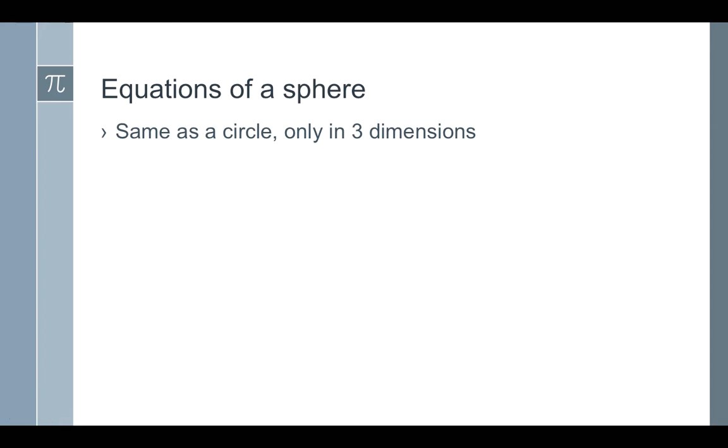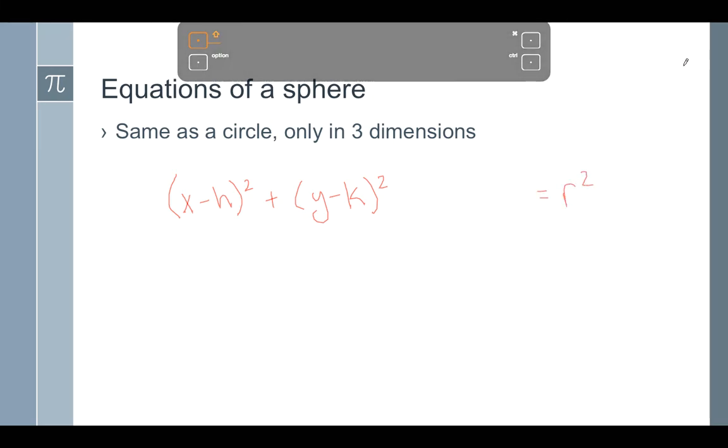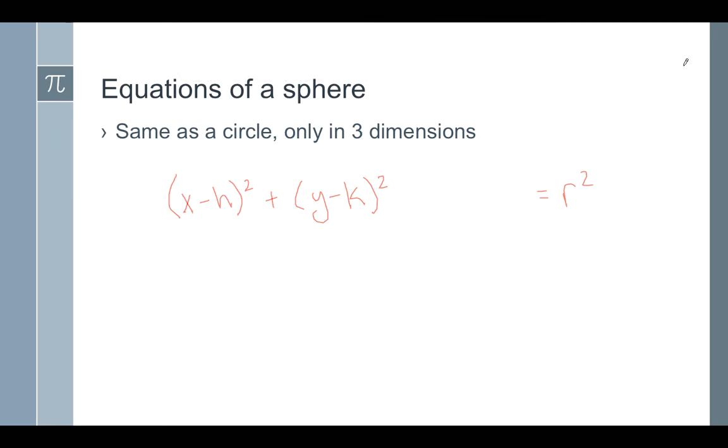Well, the equation of a sphere goes right along with what we know for a circle. A sphere is just a 3-dimensional circle, a circle that's been spun around an axis and has created a 3-dimensional object. Well, we know the equation of a sphere with center h, k: x minus h squared plus y minus k squared equals the radius squared. But I left a big spot there because we have something extra.